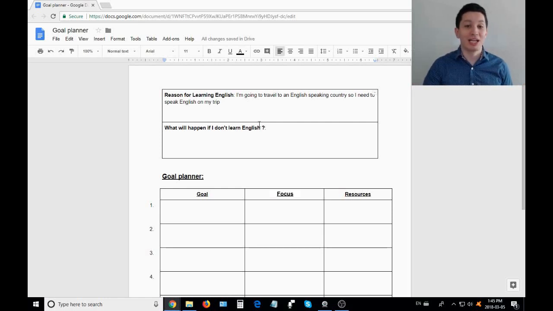In the next box, we have a question. What will happen if I don't learn English? Now, I'm not trying to be negative, but thinking about this negative side will help us to visualize why it is important to learn the language. So for me, if I don't learn English, I'll have a hard time traveling without English. I won't enjoy my trip and it'll be a waste of money. So I don't know about you guys, but I don't like wasting money. So this will be a big reminder for me to study English. Again, try to get as specific as possible.